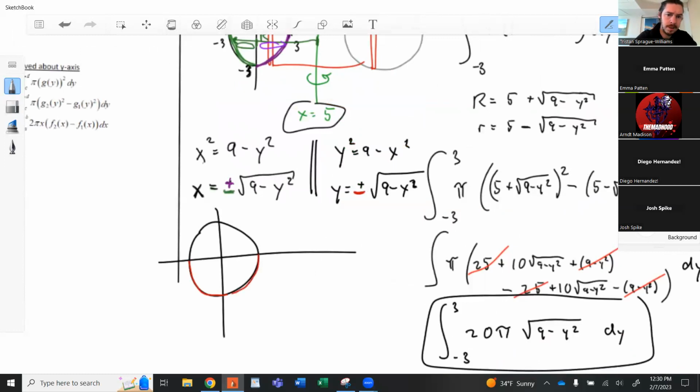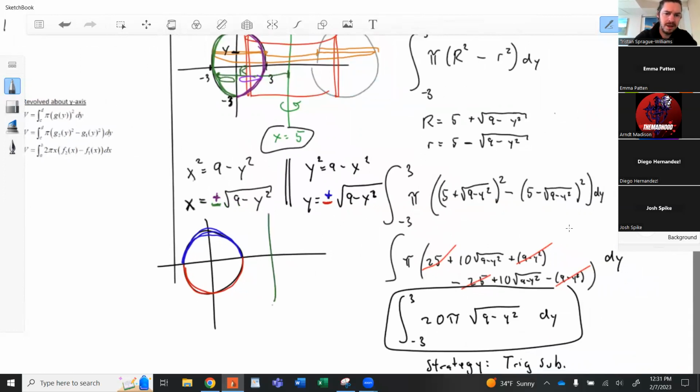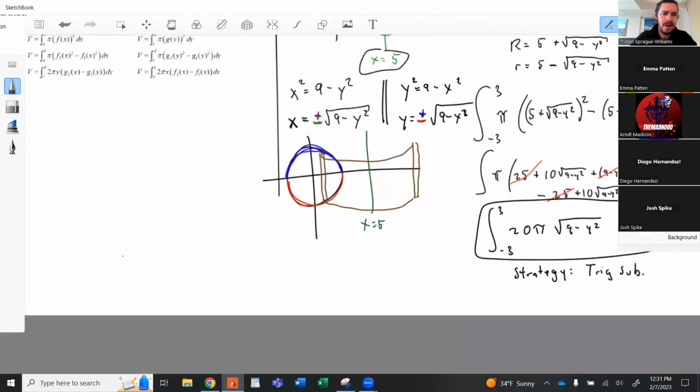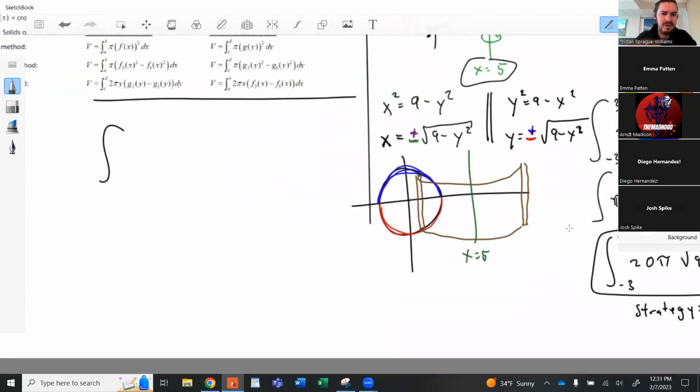Oops, sorry. And the plus is the top half of this circle. And we're revolving about the same line, x equals 5. But now what I want to do is take slices in this direction and revolve them around to make my shells. So we're going to want to do an integral with dx this time.